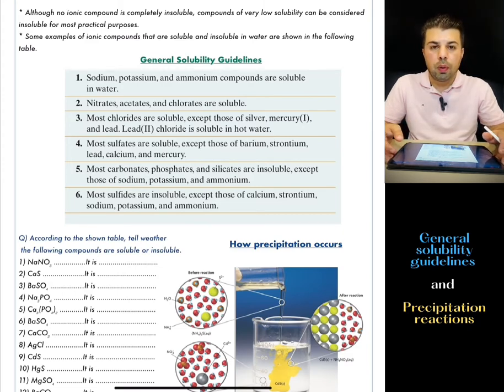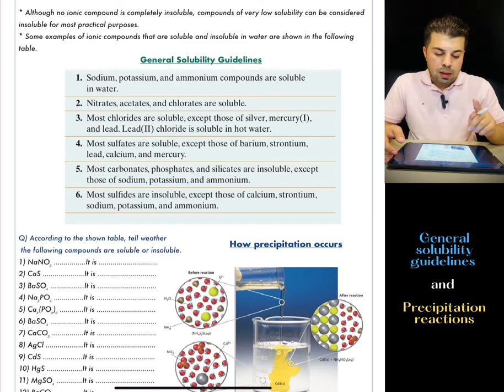Rule number 3 is important and states that most chloride compounds are soluble, except you have to memorize these exceptions: except those of silver, mercury, and lead chloride.